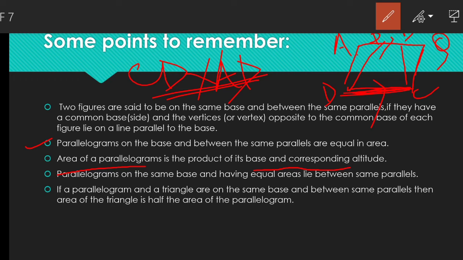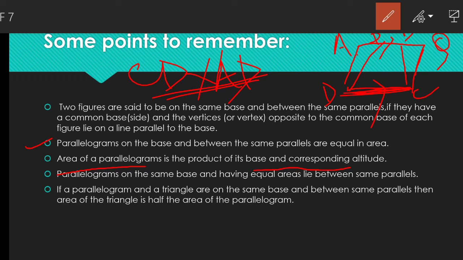Now, parallelograms on the same base having equal areas lie between the same parallel lines. We have done this theorem. This is theorem 3 with triangles, so it is also true for parallelograms. Whenever it is mentioned that there are two parallelograms which have a common base and their areas are equal, we can conversely say that they lie between the same parallel lines. The straightforward proof is: same base, same parallel lines, so areas are equal. If conversely it is given that same base and equal areas, then we can say that they lie between the same parallel lines.